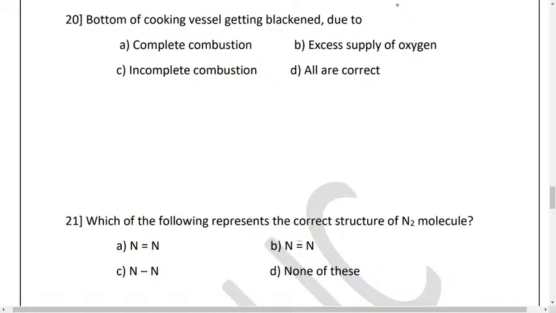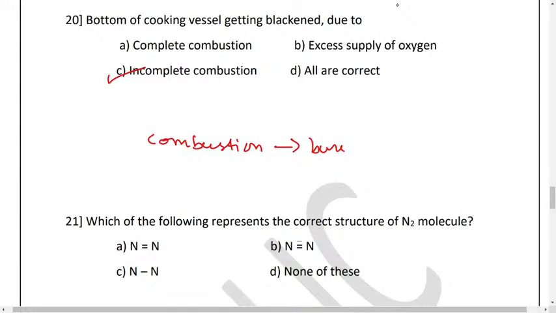Dear students, we know that the bottom portion of the cooking vessel gets blackened. This is only because of the incomplete combustion. Follow now, dear students, incomplete combustion. What is that incomplete combustion? We know that combustion reaction is nothing but a burning process. What is meant by combustion? Combustion is nothing but a burning reaction.